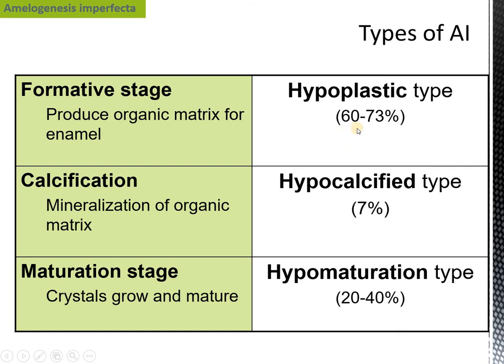Hypoplastic type constitutes the major component, accounting for 60 to 73%. Hypocalcified type counts to only 7%. Hypomaturation type accounts for 20 to 40% of the cases. There are, however, combinations of hypoplastic and hypocalcified and hypoplastic and hypomaturative types.